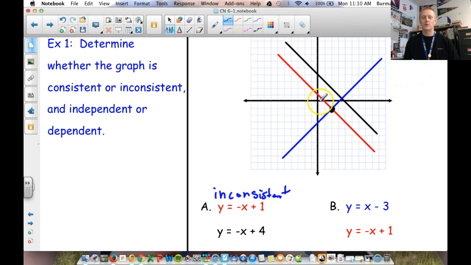Okay, so our solution is at (2, negative 1). So my x value is 2, my y value is negative 1. It's a solution for this specific system of equations. But more importantly, it's consistent because there are one or more solutions. And this is either independent or dependent. Well, it's independent because there is just one solution.